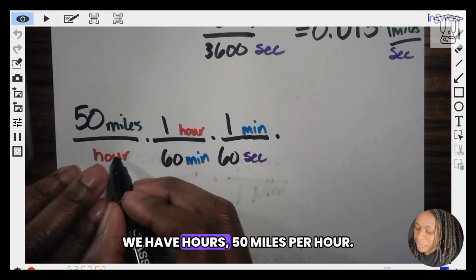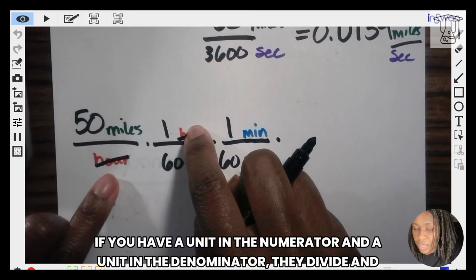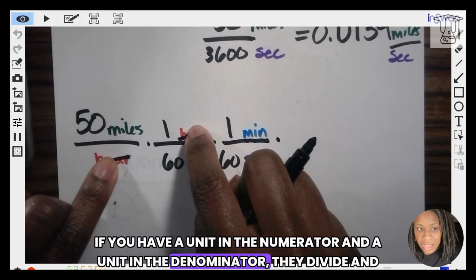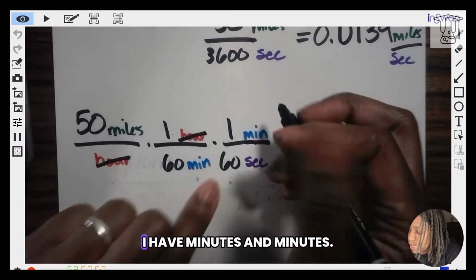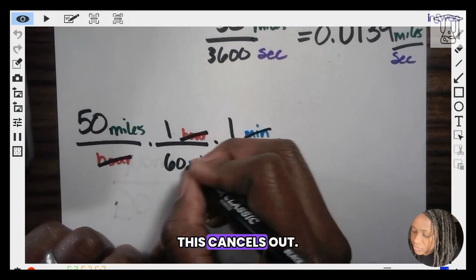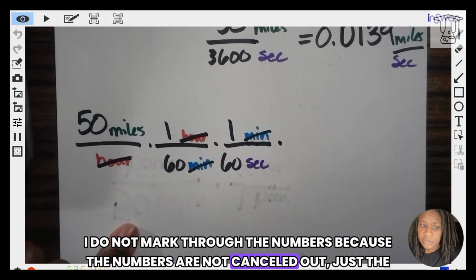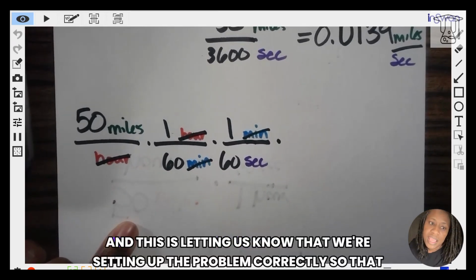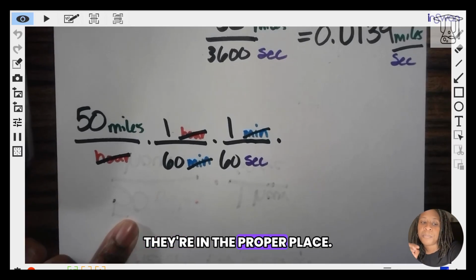We have 50 miles per hour. If you have a unit in the numerator and a unit in the denominator, they divide and they cancel out because they equal 1. I have minutes and minutes. This cancels out. I do not mark through the numbers because the numbers are not canceled out, just the units. And this is letting us know that we're setting up the problem correctly so that when we get to the end, we have the proper units that we're trying to get to and they're in the proper place.